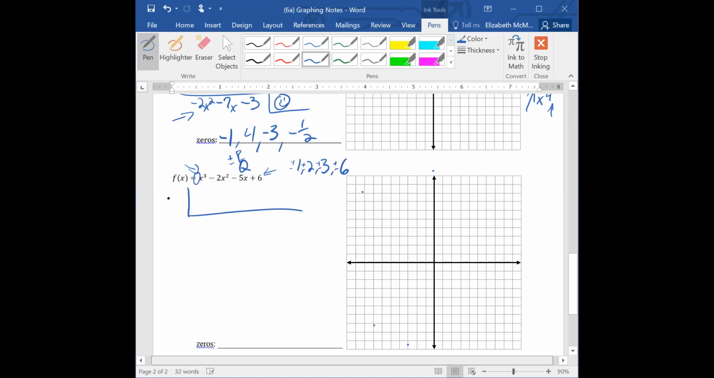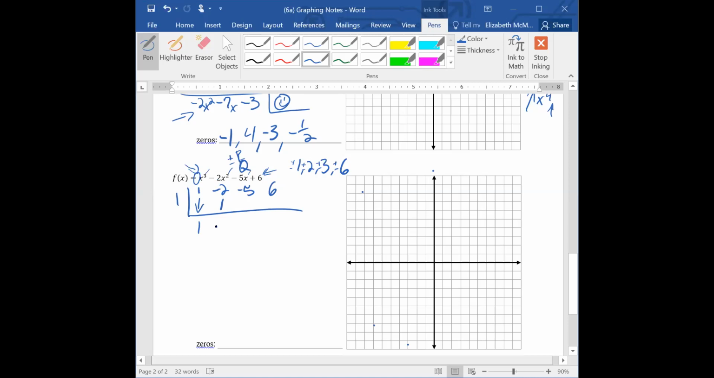So set it up. We're going to start with 1. Coefficient is 1, this is -2, this is -5, this is 6. Double check the placeholder zeros. So I've got an x cubed term, x squared, x, and a constant. I'm good. I don't need any zeros. Bring down my 1. 1 times 1 is 1.